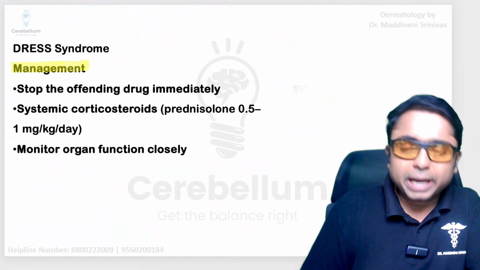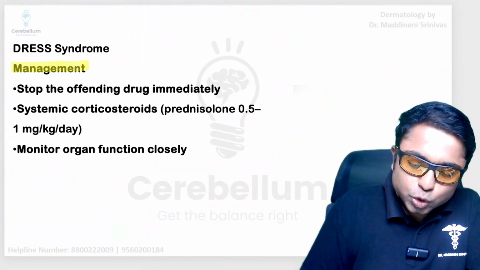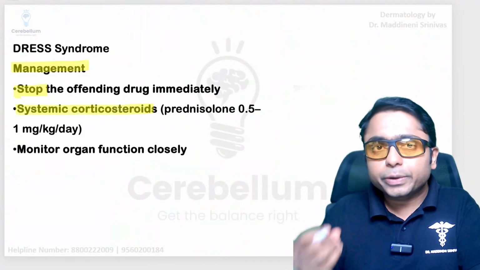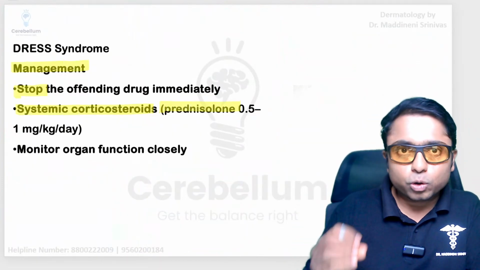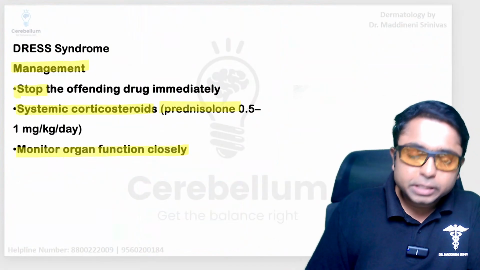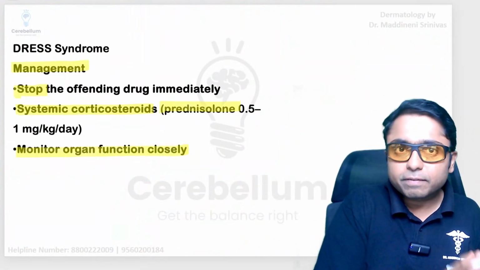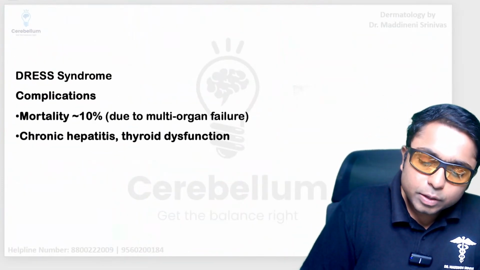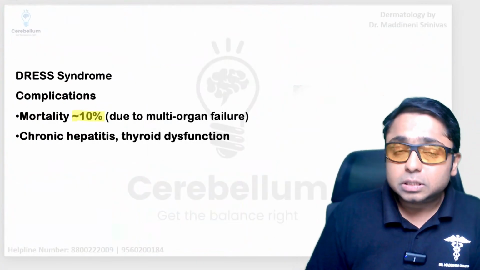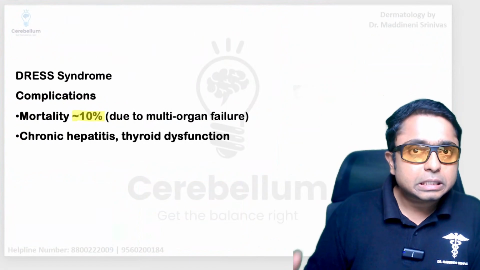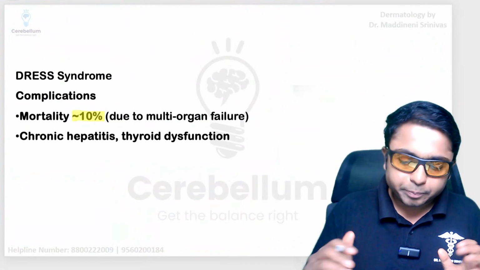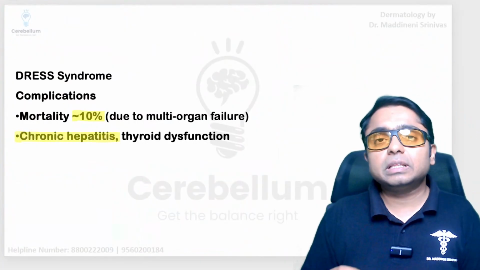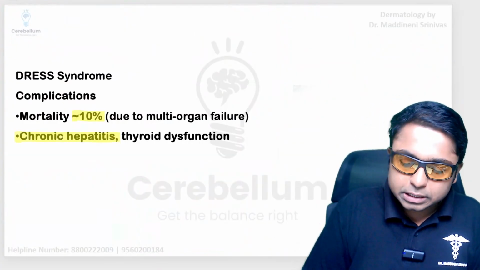Coming to the management, what is an important thing to say? Stop the drug which is producing this reaction, and systemic corticosteroids can be given to reduce the inflammatory component. Prednisolone is the systemic corticosteroid which we can use. And because the patients can have multiple systems affected, multi-organ monitoring should be done so that they do not go into failure. And usually mortality can be 10%. So if 100 persons are having this DRESS syndrome, there can be 10 individuals who can die. That's why the monitoring is very crucial. And the patients who survive can have chronic hepatitis and also thyroid dysfunction for lifelong.